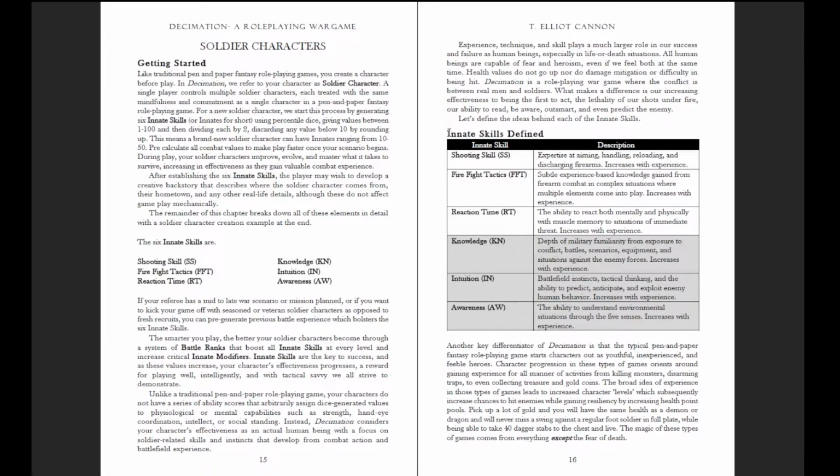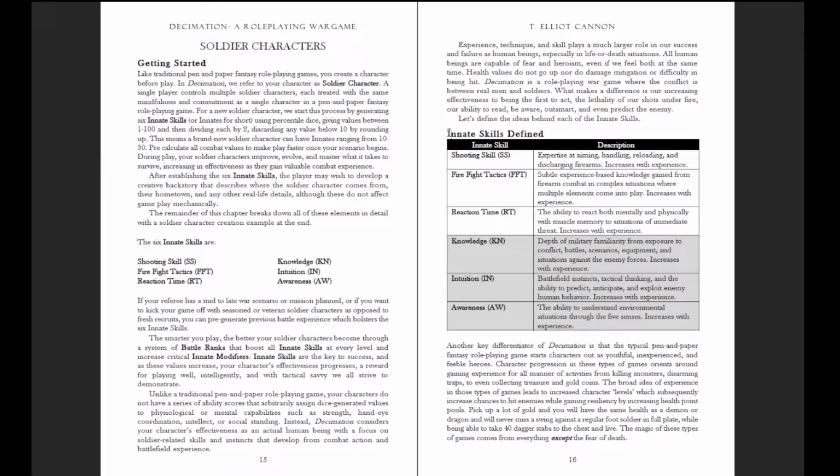Your firefight tactics is subtle experience-based knowledge gained from fire combat in complex situations where multiple enemies come into play. Think of this as like when you play chess, right? You know what kind of things opponents like to do. This is what firefight tactics is like. Shooting skill might be how good you are at moving the chess pieces. Are you really good at controlling the rook? Are you really good at controlling a bishop or a knight? Firefight tactics, how good are you at playing chess against another player?